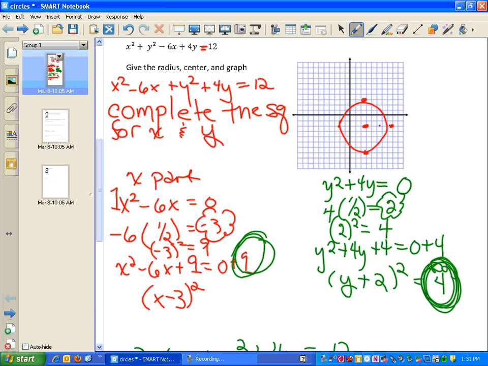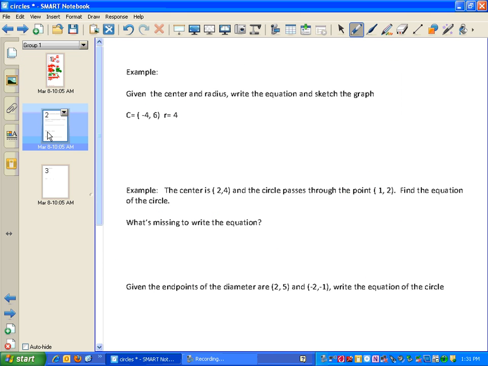Okay, there you go. All right, so look at it again. We got to complete the square when you want to get it in standard form. If it's not in standard form, you got to remember to do that.